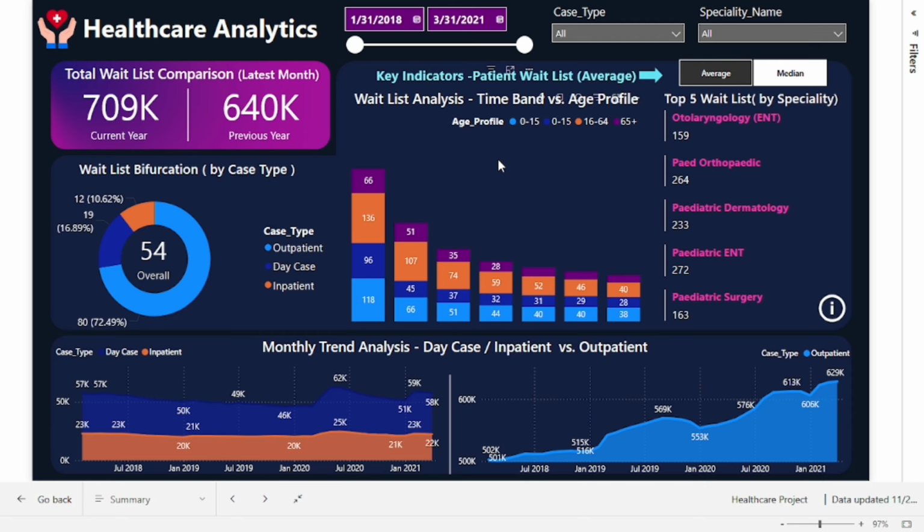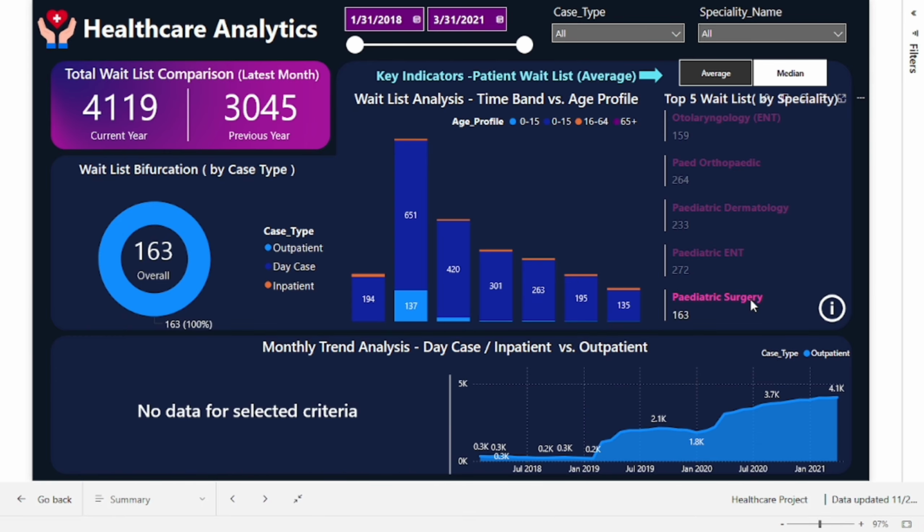Next, top 5 facilities. On the right hand side, we highlight the top 5 facilities with the highest waitlist. Here we see specialties like ENT, pediatric, orthopedics, dermatology, and surgery. This is extremely useful for identifying which department needs immediate attention.